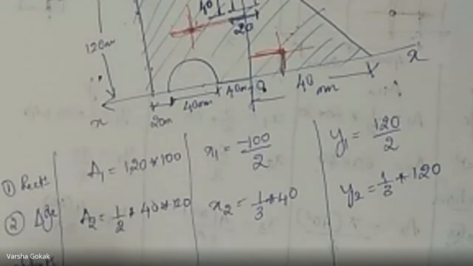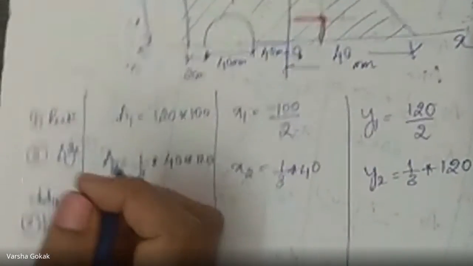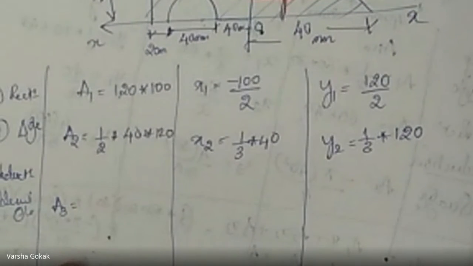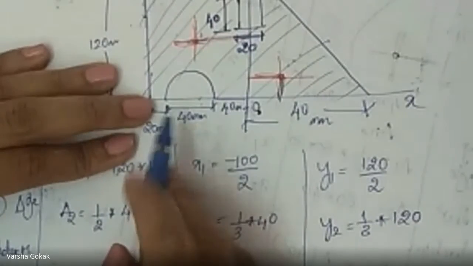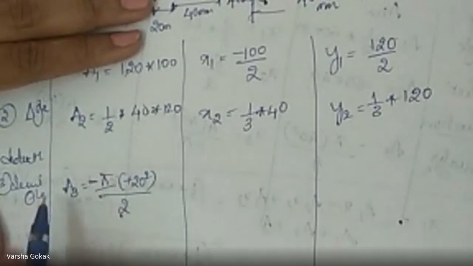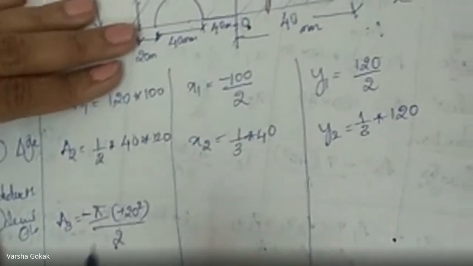Okay. First, we will deduct the semicircle. First, let us deduct the semicircle. So A3, what is the area of a semicircle? Pi r square by 2. Correct. Now, diameter is 40. What is the radius? 20. Correct. Pi r square by 2 is going to be pi 20 square by 2. This entire thing will go with a negative sign, because it is going into reduction.